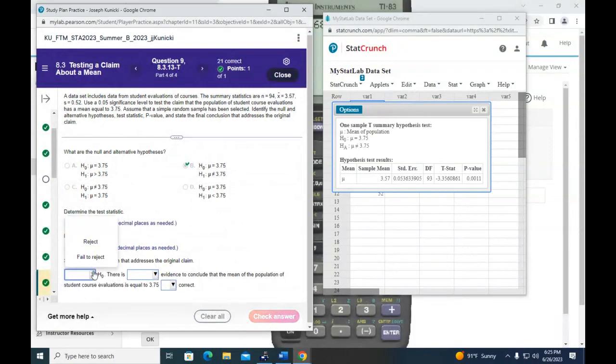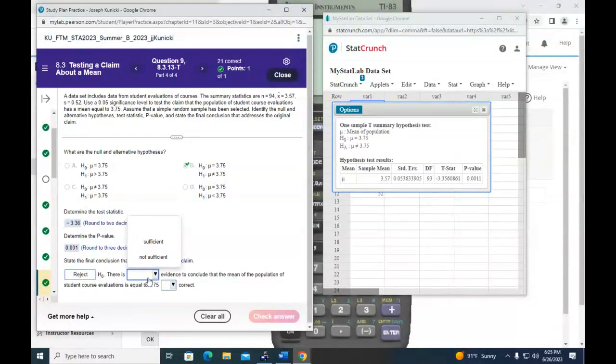0.001. So reject, because once again, alpha is 5%. So reject. There's not sufficient evidence to conclude that the mean of the population courses is correct, because that was the claim that it's equal.